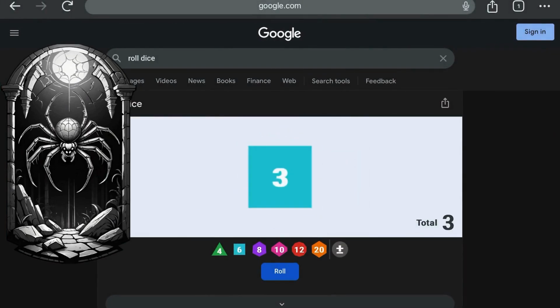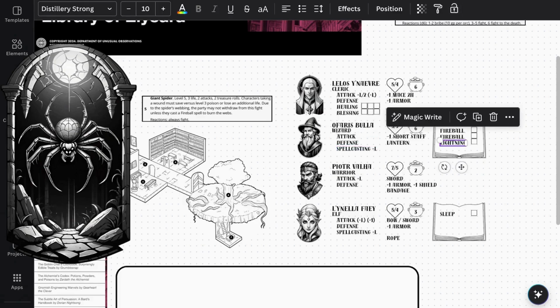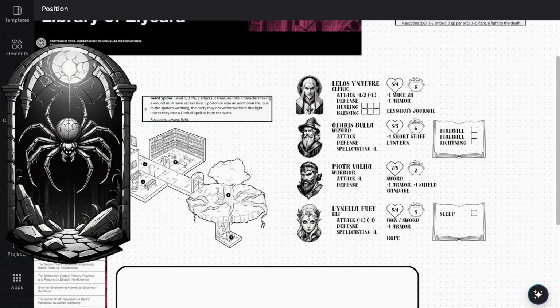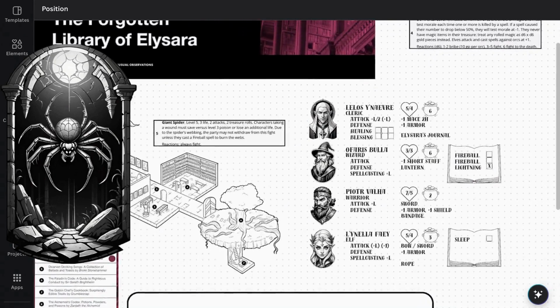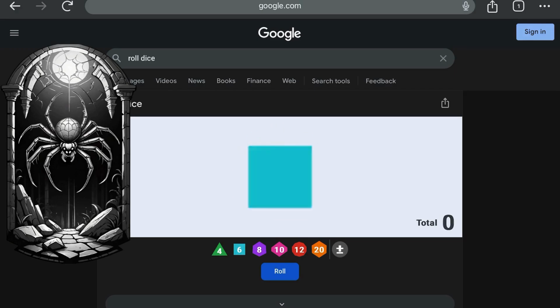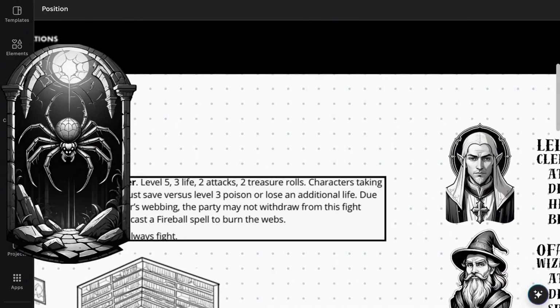Attack. 3 plus 1 as level 1 for spellcasting is 4, but the spider is level 5. Now Opharis used the prepared lightning spell. Okay, now Piotr can attack with his sword. 5, great. 5 plus 1 with his level is 6, so he manages to cut 1 leg of the spider, and now it has only 2 life points.